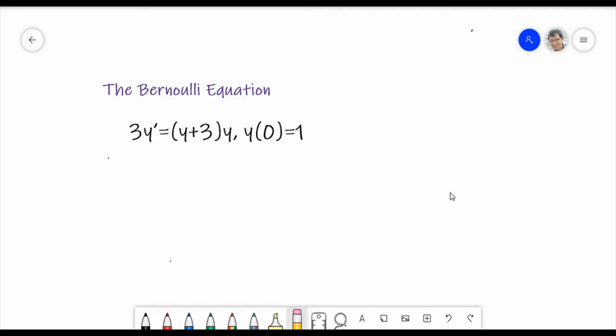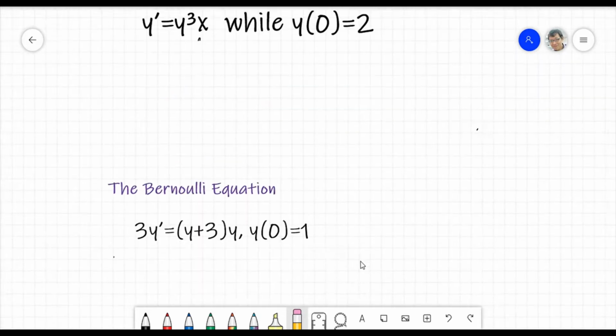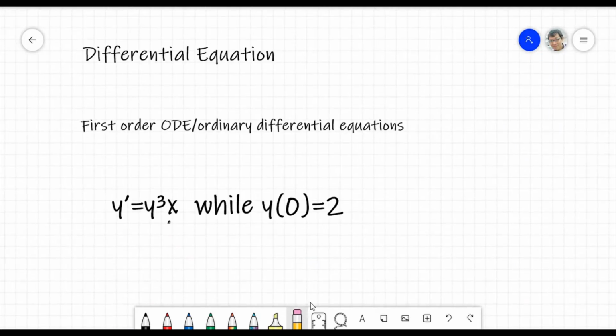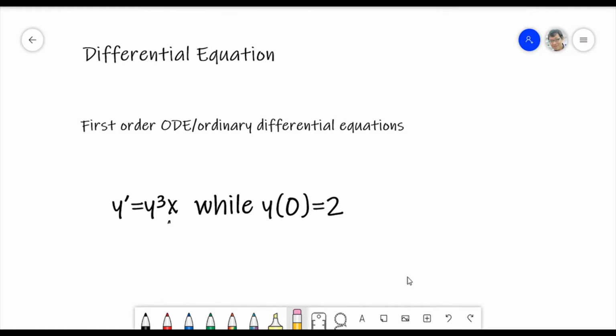Everyone. Now, this time, let's study the differential equation. Differential equation, in fact, is very hard. For this time, we just introduce the first order differential equation, or we call ODE. ODE, what does that mean?